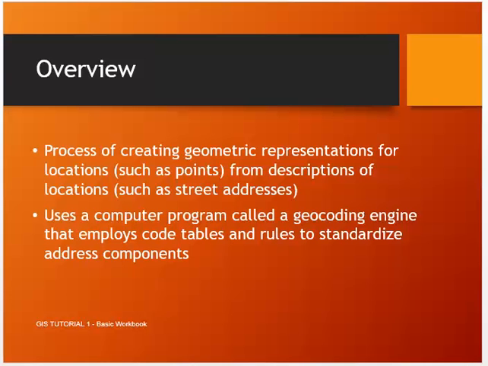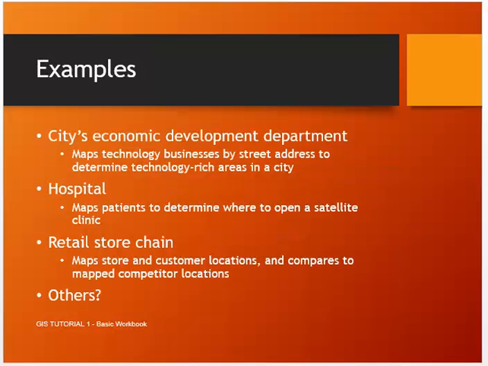Well, it's basically creating points out of text. So we have a table of street addresses. We know where those addresses are when we have a street layer. So this is automating that process of creating those points from that address information. So let's step through this.